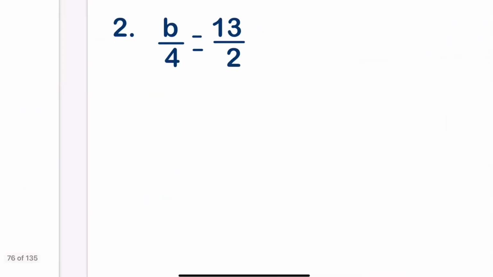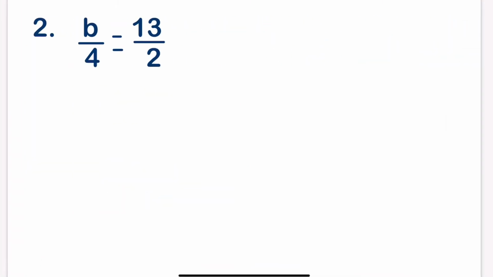Okay, let's move to question 2. For question 2, we can solve it straight away by using cross multiplication. Don't forget cross multiplication: the denominator times the numerator, the numerator times the denominator. So to do that, we have b times 2, which is the same as 2b, should be equal to 4 times 13.